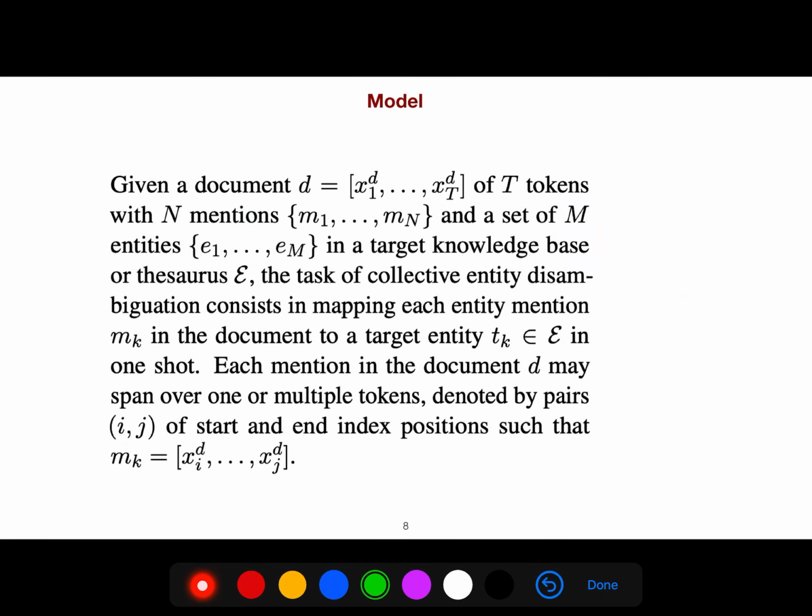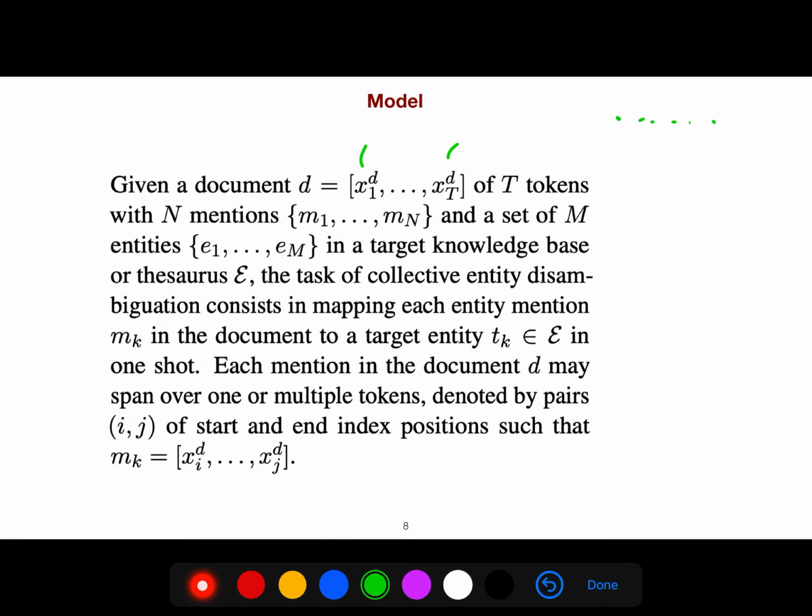Given a document x1 to xT of T tokens, so we have one document, but we have T tokens with N mentions. It's not just one mention. We have N mentions and a set of M entities in a target knowledge base E. So the task of collective entity disambiguation consists of mapping each entity mention m_k in the document to a target entity e_k in one shot.